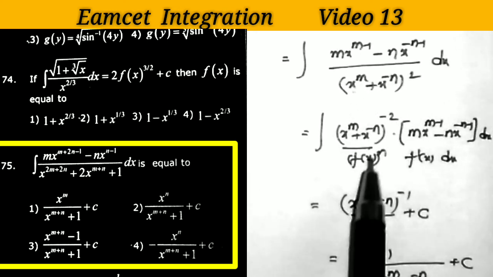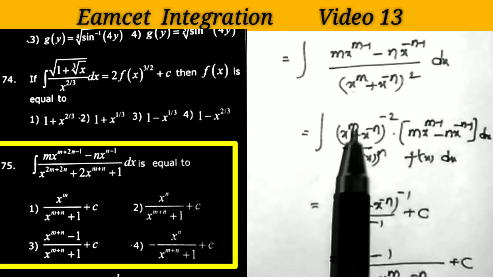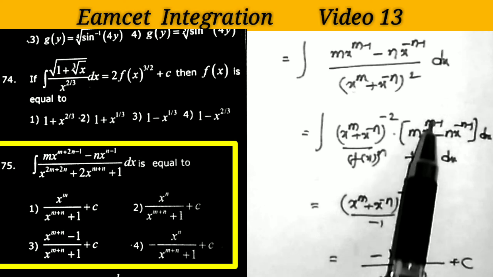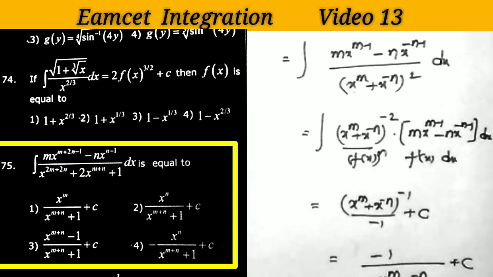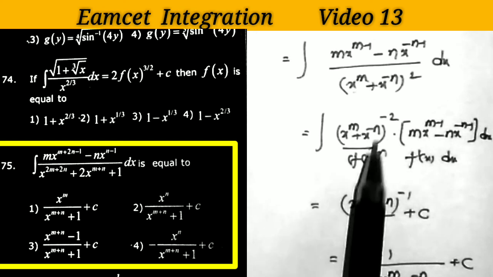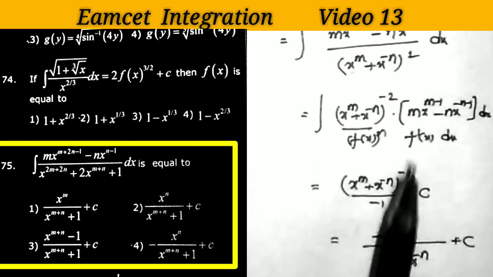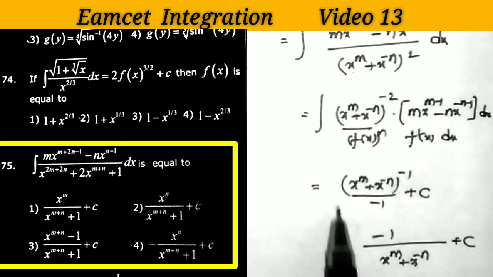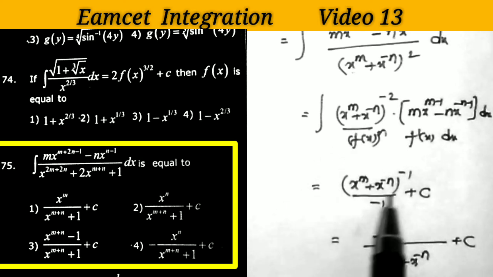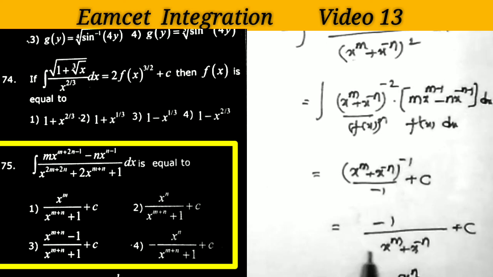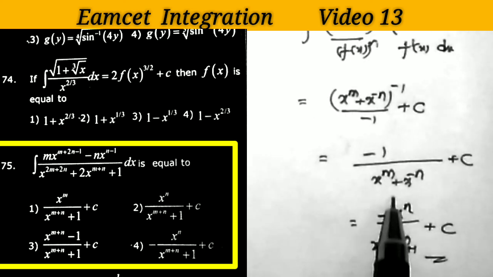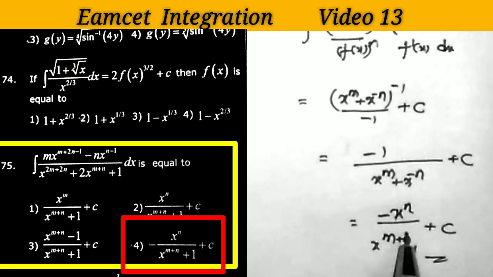Now clearly this is in the form of (f of x) whole power n into f dash of x. Why? Because the derivative of x to the power m is m into x to the power m minus 1, and the derivative of x to the power minus n is minus n into x to the power minus n minus 1. So clearly this is in the form of f of x to the power n into f dash of x. And what is the answer? f of x to the power n plus 1 by n plus 1. What is f of x here? x to the power m plus x to the power minus n, with n equal to minus 2, so n plus 1 is minus 1, divided by minus 1. That is minus 1 by (x to the power m plus x to the power minus n), which gives minus x to the power n by x to the power m plus n plus 1. That's all, and this is the last option.